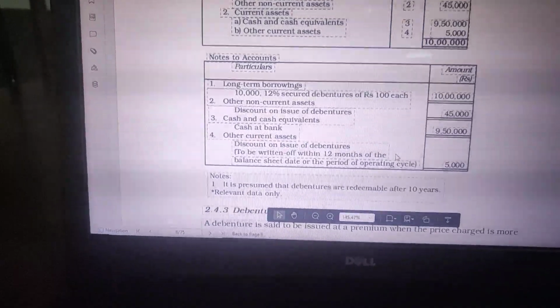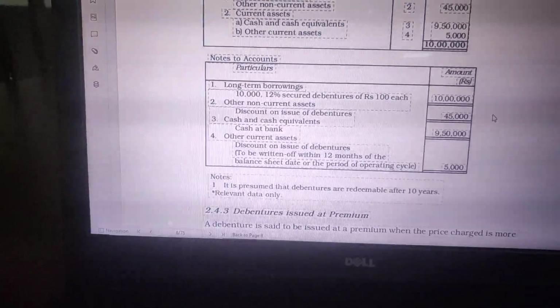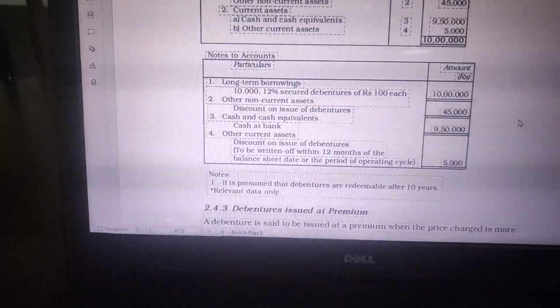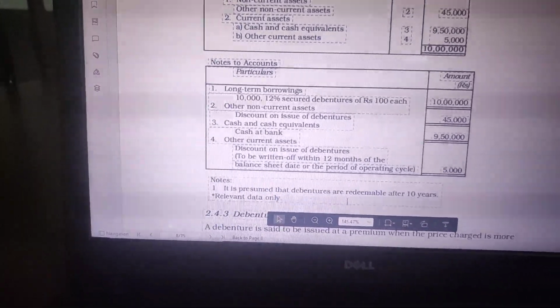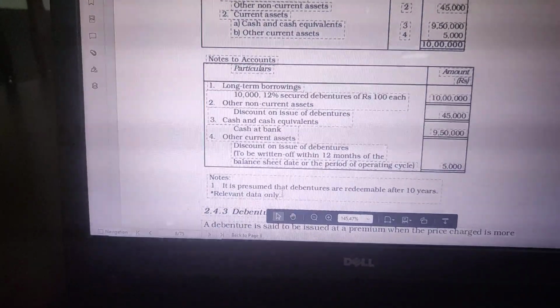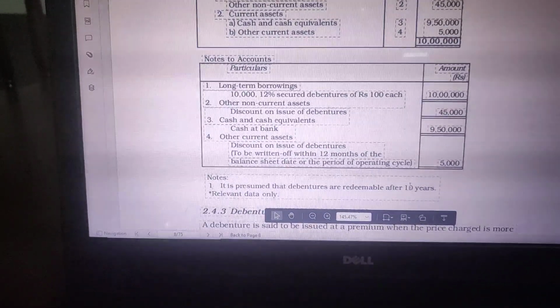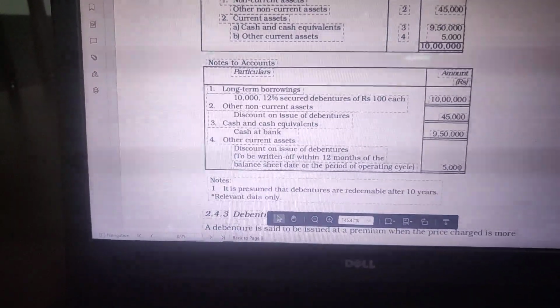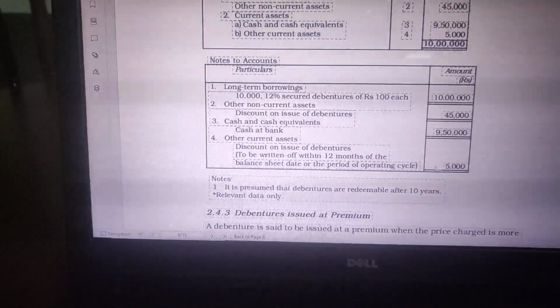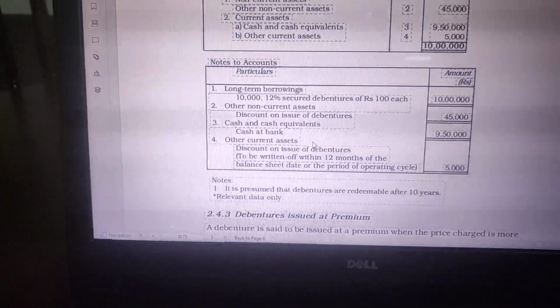The value is calculated as the whole amount of discount on issue of debentures, 50,000, divided by, it is presumed that the debentures are redeemable after 10 years. So divided by 10 will give the amount 5,000. This amount will be passed on to the other current assets.